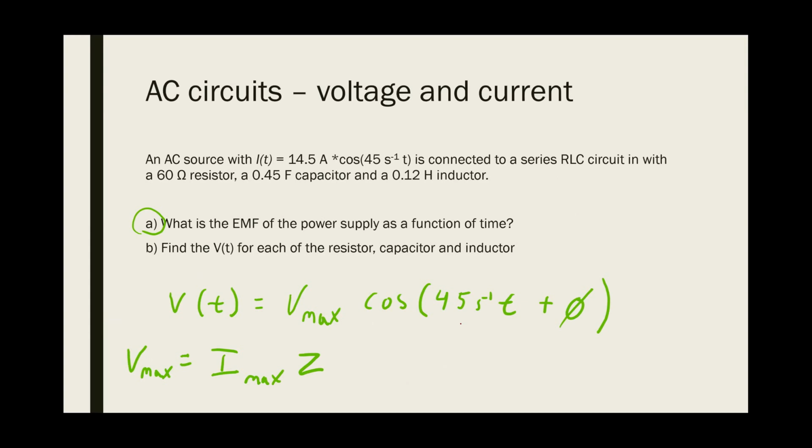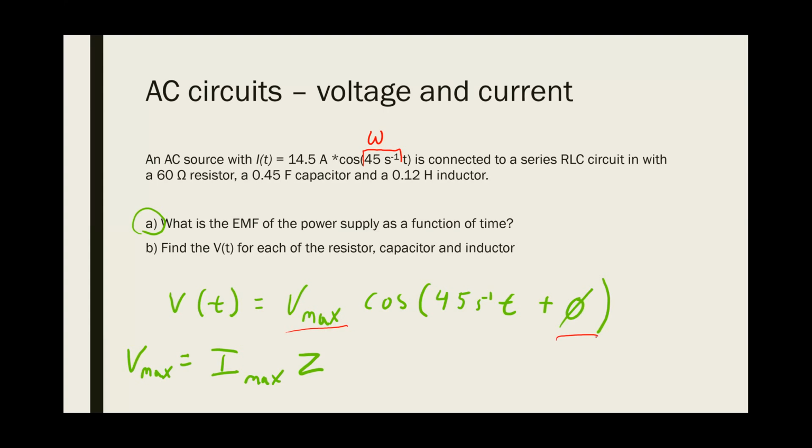Okay, this is the last problem that I thought we were on before. The last problem we did, we had a driving current, where the source is producing 14.5 amps times cosine omega t. This 45 inverse seconds is our omega. I connect it to an RLC circuit in series, and I know the resistance, capacitance, and inductance of all three elements. If I want to write out the voltage, the thing I need to figure out is the maximum voltage, or the amplitude, and the phase.